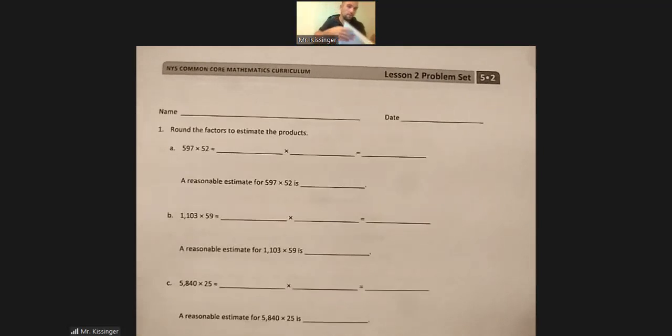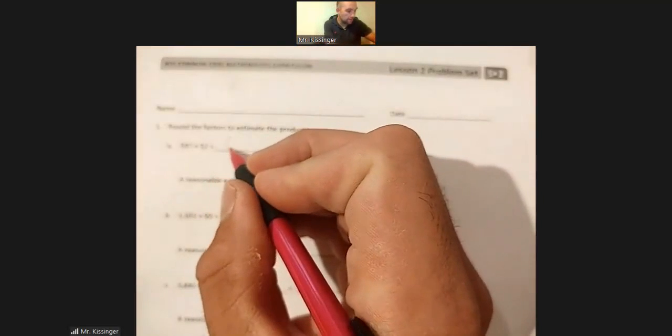So let's get started. If we look here at the top of our page, it says round the factors to estimate the products. So our first two numbers that we have are 597 and 52. Now, if we were to multiply 597 and 52, that would be difficult to do just in our head. So what we're going to do is we're going to round 597 to something really close. What do you think we might round that to? I would say 600 would be the easiest thing to round to. So let's put 600 in our first blank here.